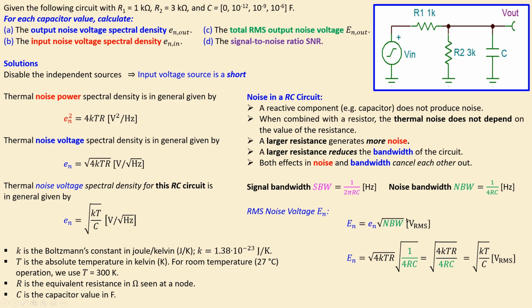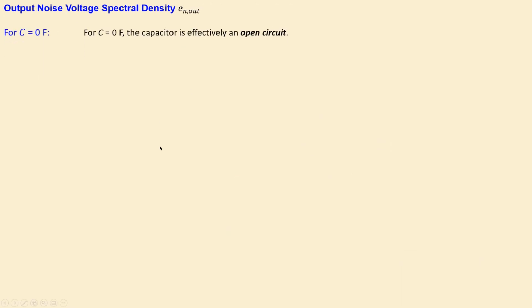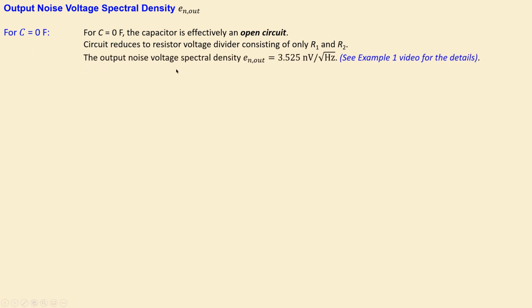So that's really interesting. Let's look at it in more detail, step by step, and also determine these four elements in our example. Now, let's start with the output noise voltage spectral density. For the case where the capacitor is 0 farads, the capacitor is effectively an open. That means the circuit reduces to a voltage divider consisting of only R1 and R2. Then you will have an output noise voltage spectral density of 3.525 nanovolts per root hertz.